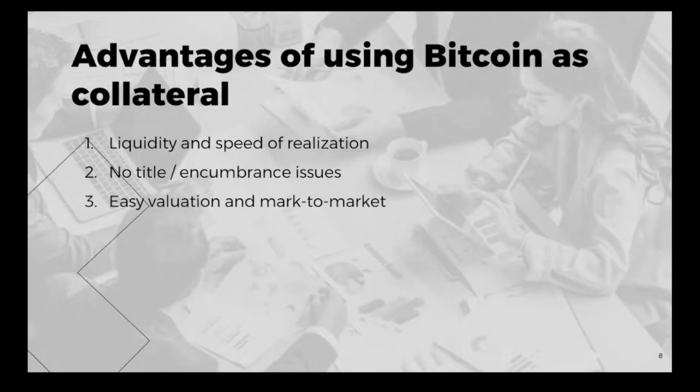Next is easy valuation and mark to market. Since Bitcoin has a live market price across exchanges, the lender can mark to market the collateral in real time. Automated margin calls and top-up requirements can also be built into the systems. So if the price of the collateral, Bitcoin, increases, automatically a bank can offer more loan to the borrower.